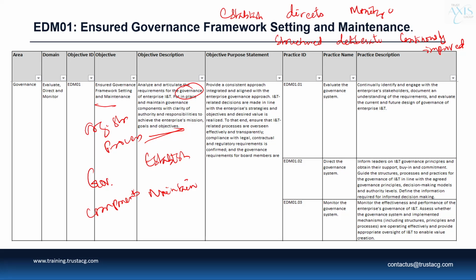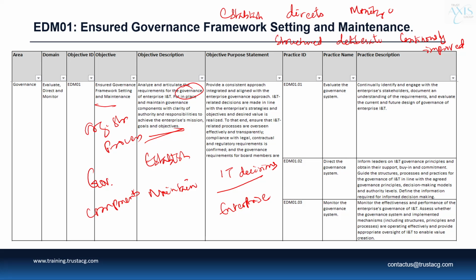Now, it has got multiple purposes. The first thing it deals with is ensuring that you follow a consistent approach for making all your IT related decisions, right? And it ensures that IT decisions are aligned with your enterprise strategies, along with its objectives and desired outcomes, while ensuring there is always transparency, compliance, and accountability.